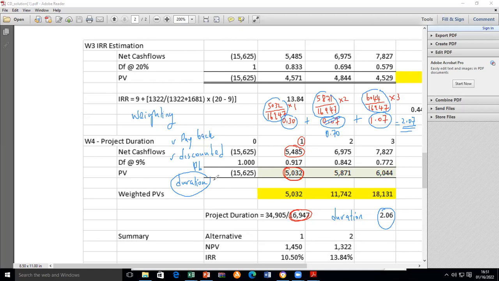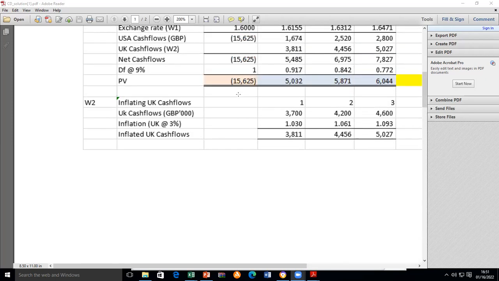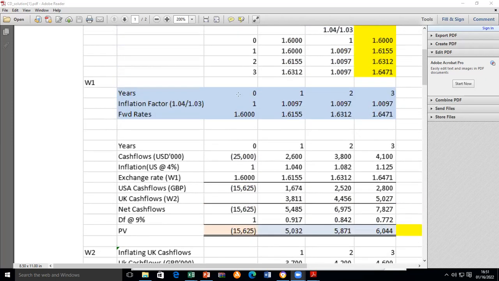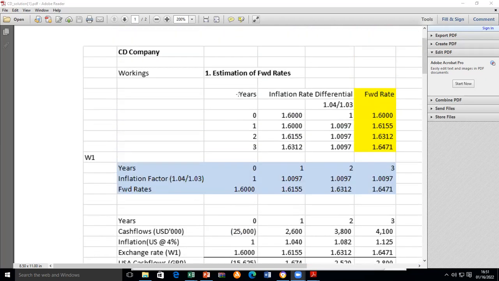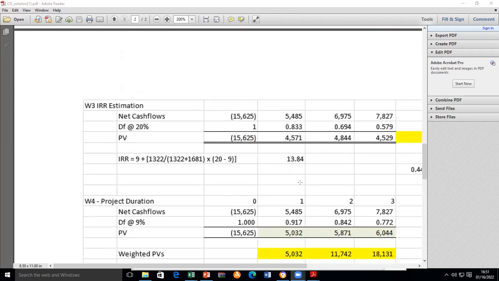Good. What of modified internal rate of return? What is modified internal rate of return? Let's go back to the basics. What is internal rate of return? Did you manage to calculate the internal rate of return? I gave you homework that you must calculate it. I did myself, and my answer was 13.84.